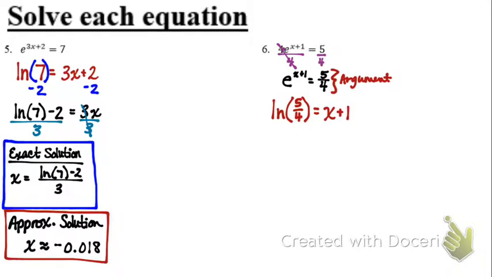Ethan, what do I need to do now to finish getting the x all by itself? Subtract 1 from both sides. So I'm going to have the natural log of 5/4 minus 1. That's what I'm going to put into my calculator. Parentheses get closed after the 5/4. I would like you guys to find the approximate solution.